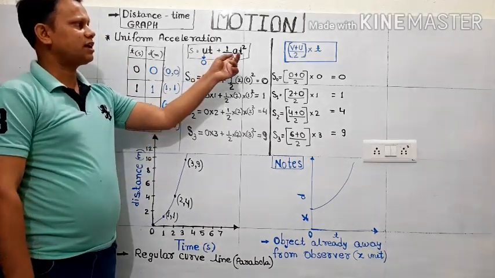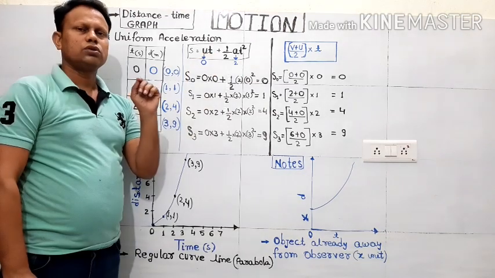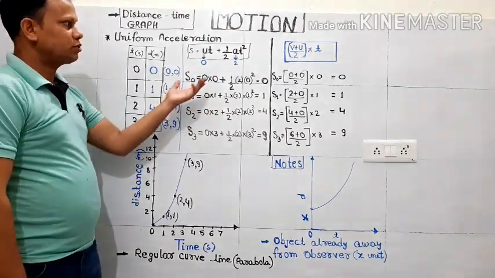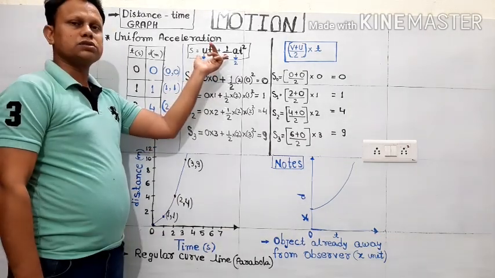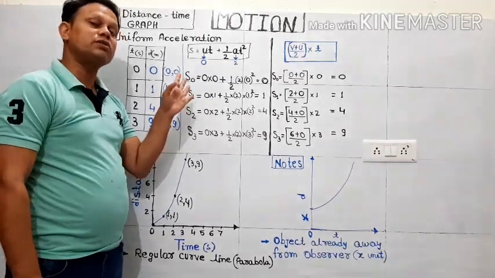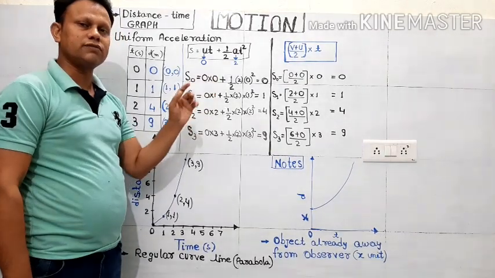So suppose I have here taken the acceleration value 2. It can have any value, but right now I have taken 2. So according to this equation of motion formula, we will find out the position or displacement of the object at various intervals of time.